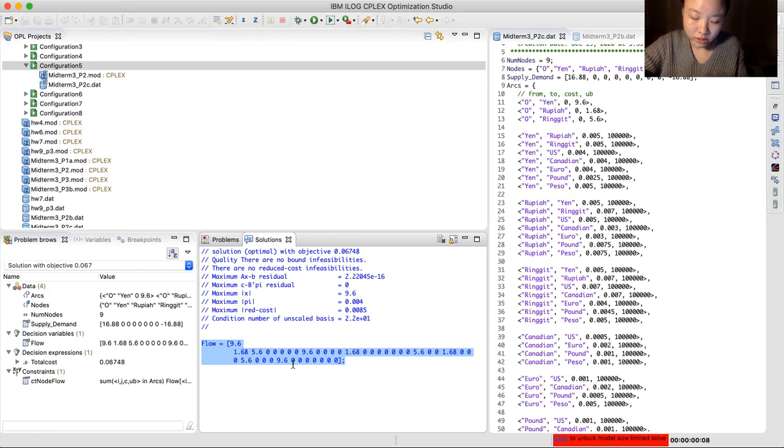In this plan, Jake should convert the equivalent of 9.6 million from yen to pound and then to US dollars. He should convert the equivalent of 1.68 million from rupees to Canadian dollars and then to US dollars. Finally, he should convert the equivalent of 5 million from ringgit to euro and then to US dollars. So without the transaction limits, the minimum cost is reduced to 67,480.